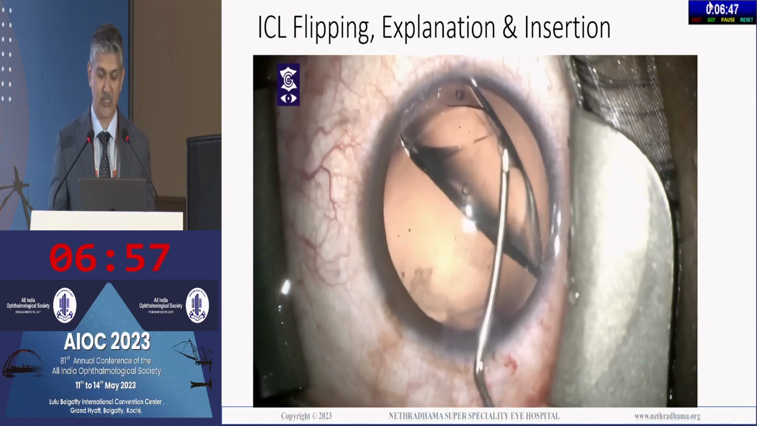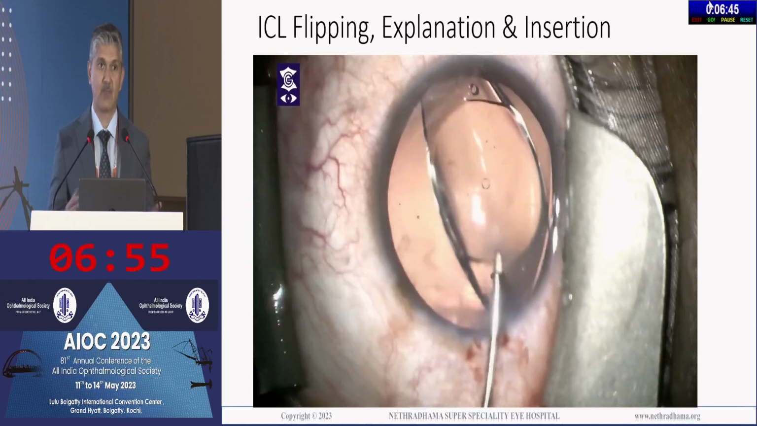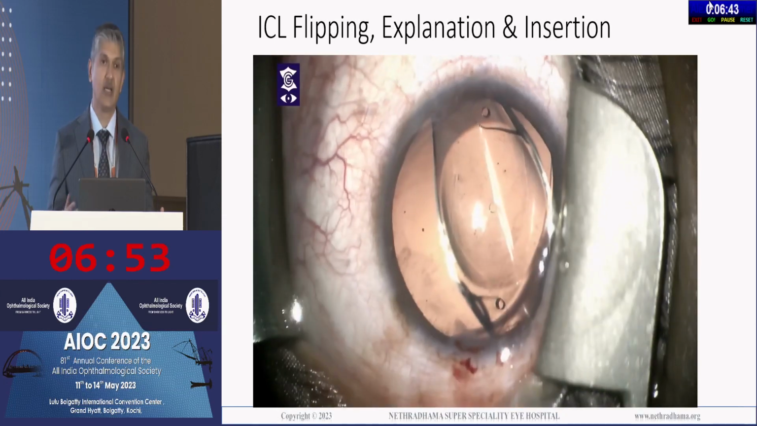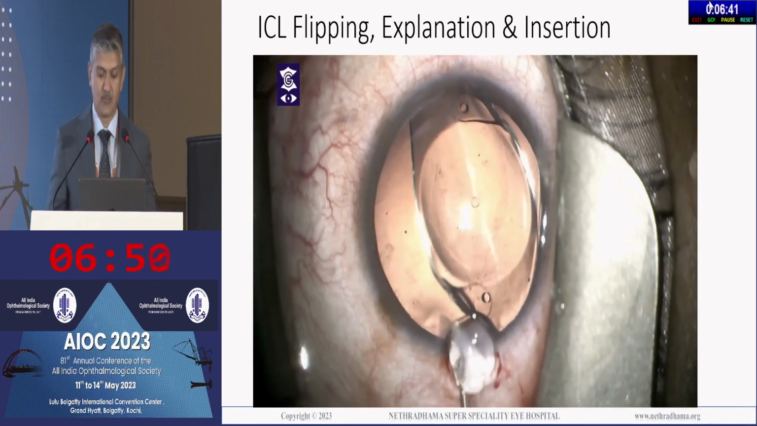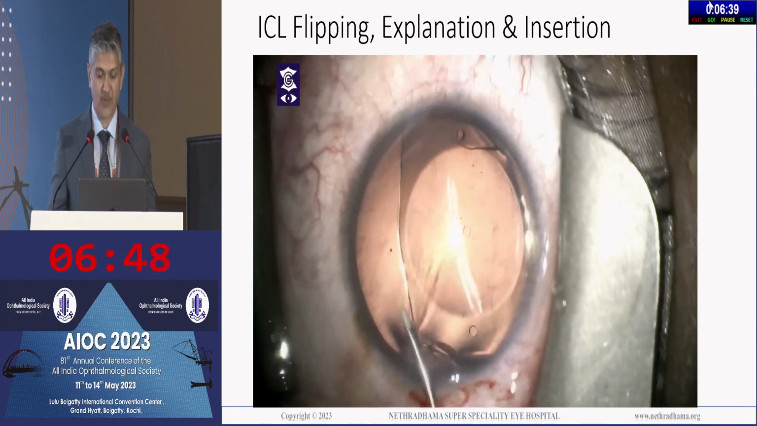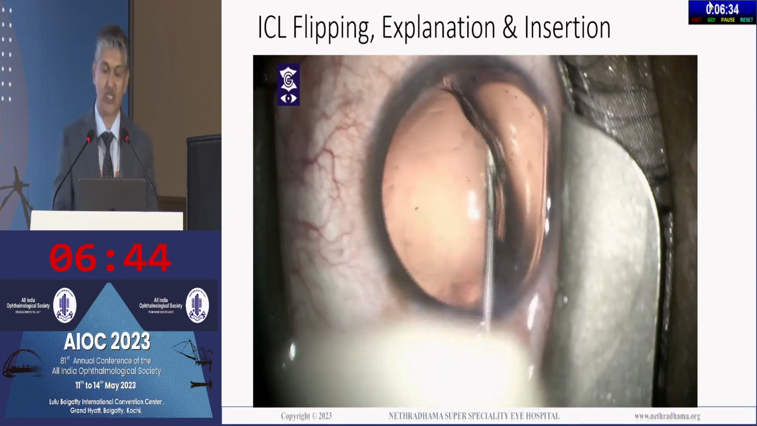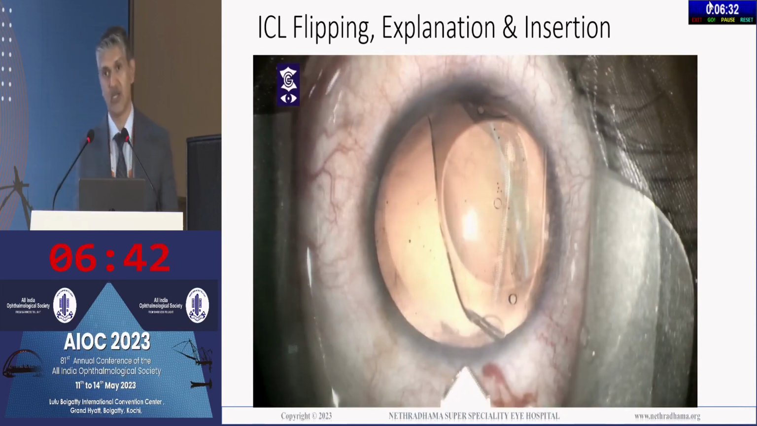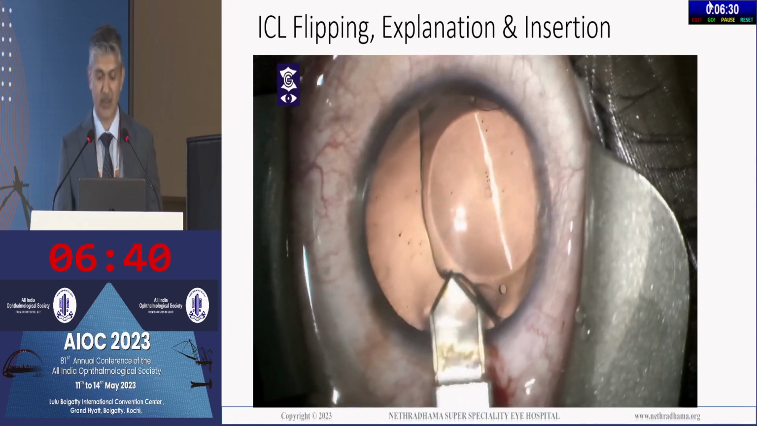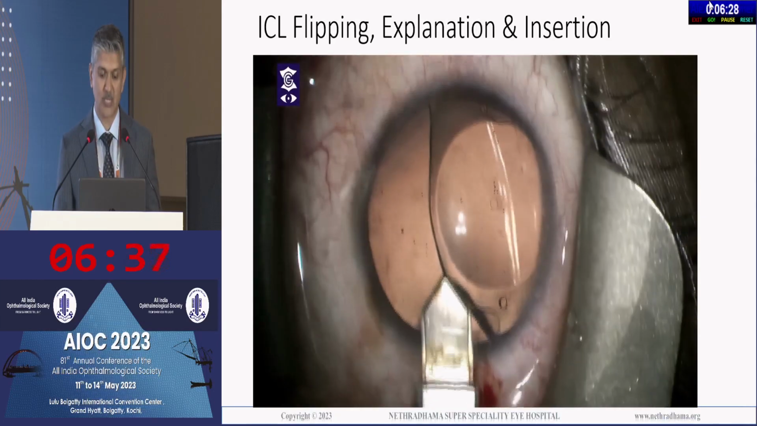But here you can see that it has flipped. It has flipped completely. So when it flips completely, then it is difficult to kind of flip it back. And in a flipped lens, the vault is almost zero. It's touching the anterior capsule of the lens, and you can have a very early cataract developing. So it's very important to remove this lens and reinsert it.